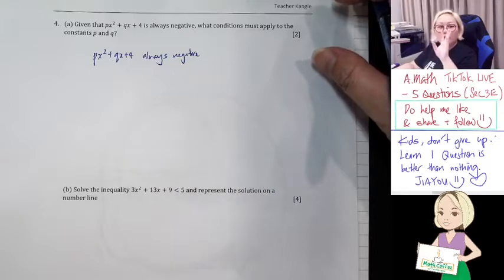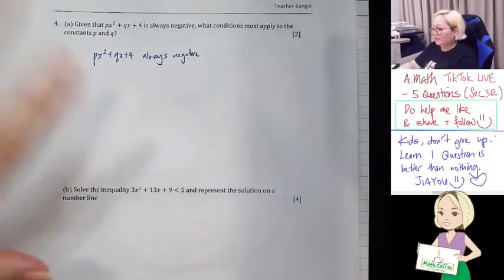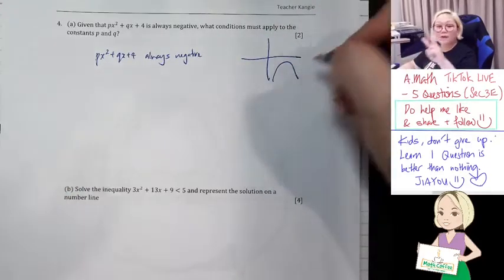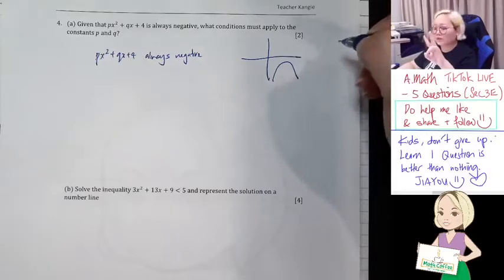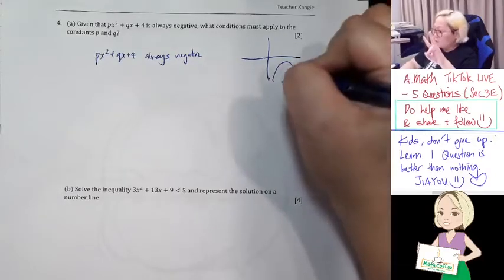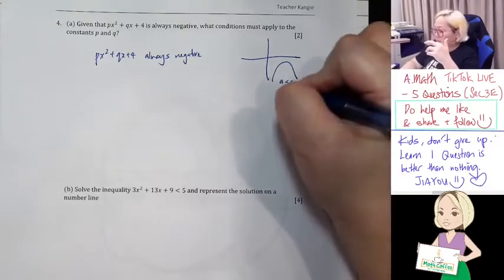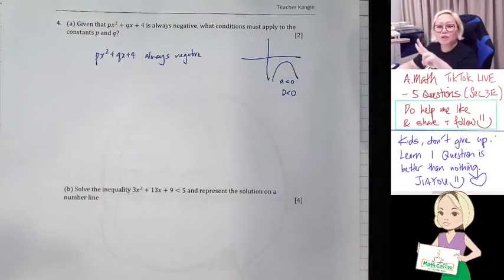Okay, so when my expression is always negative, it means that it is here. And when it is here, you have two conditions that you need to note. First, it is a sad face. When it is a sad face, my a is less than 0. This is the first condition that most students always neglect. Next, always negative means it's below the x-axis. Below the x-axis means it does not cut the x-axis. If it does not cut, it means no roots. So the discriminant is less than 0. So there are two conditions to apply when they say it's always negative.